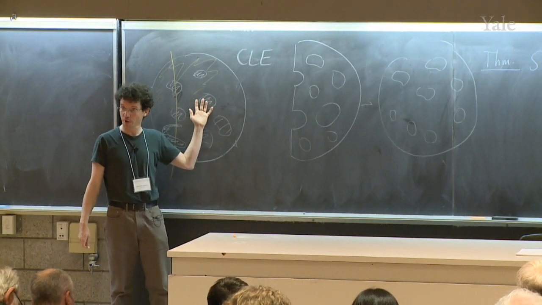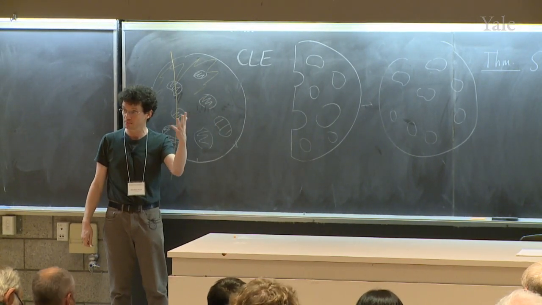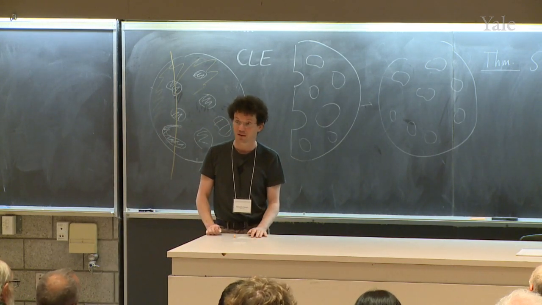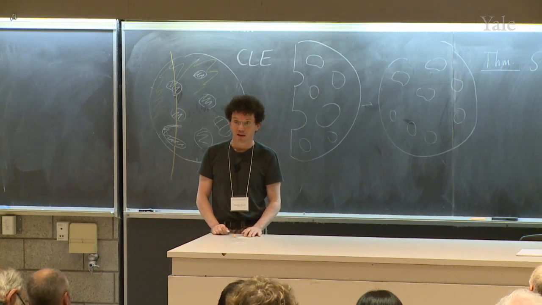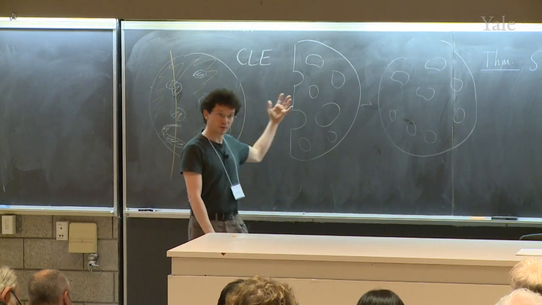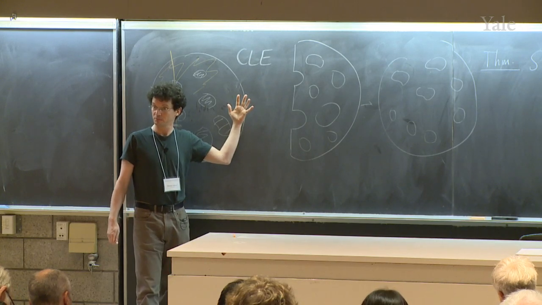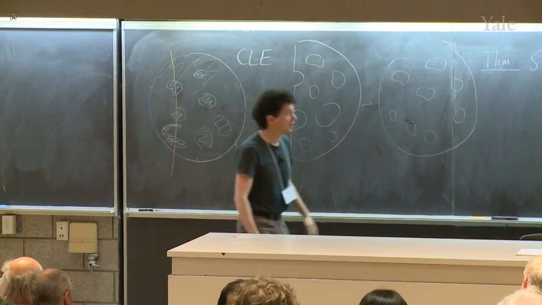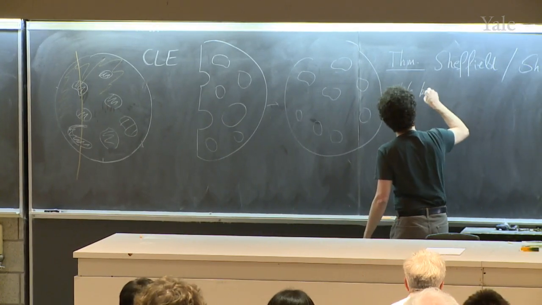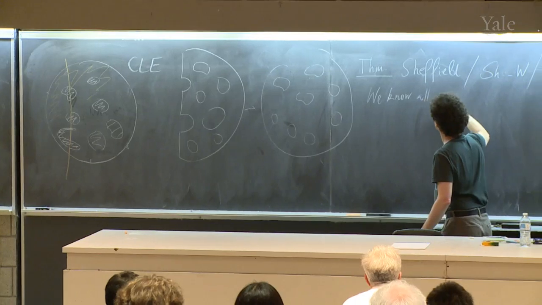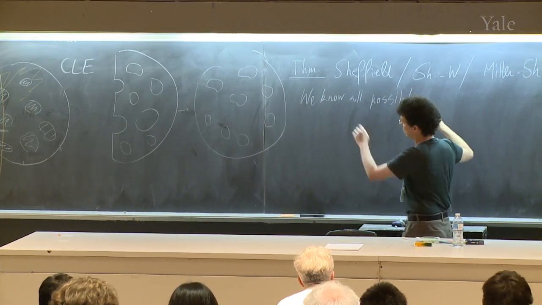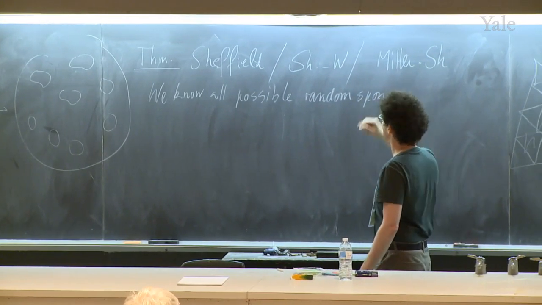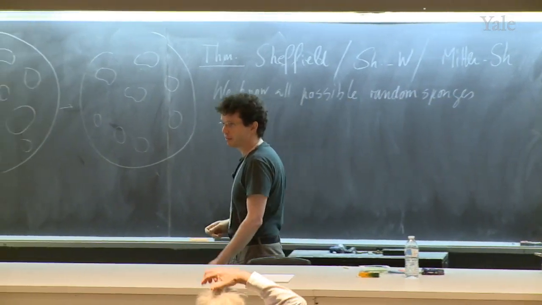You can sum this up by saying that the collection of possible random sponges like this is one-dimensional. You have one real parameter that we like to call kappa. For each value of kappa, you have one random distribution, one random picture that you can define like that, and you have no other ways. So we know all possible random sponges, and it's a one-parameter family.